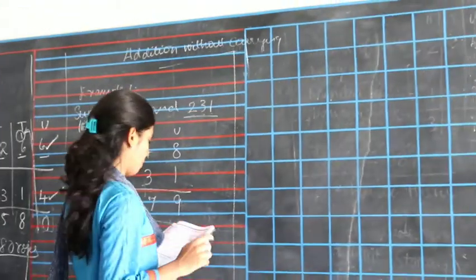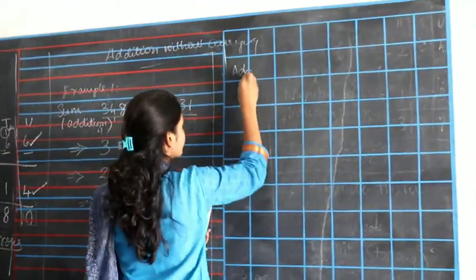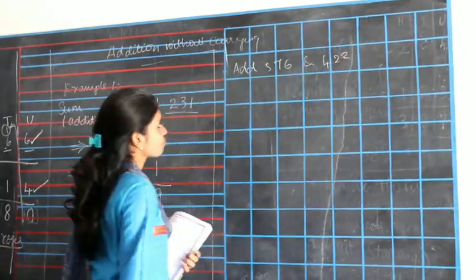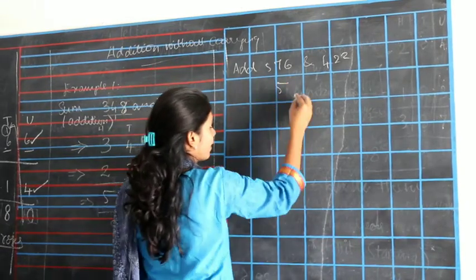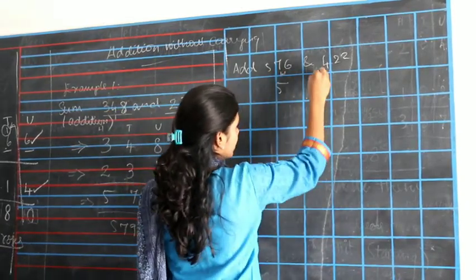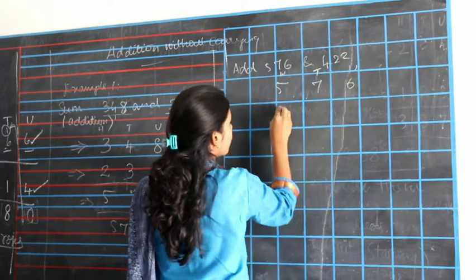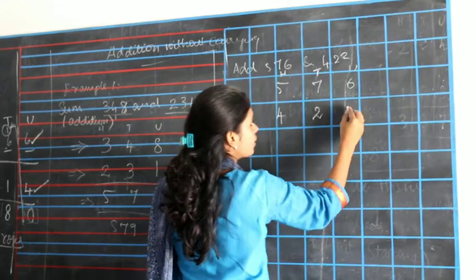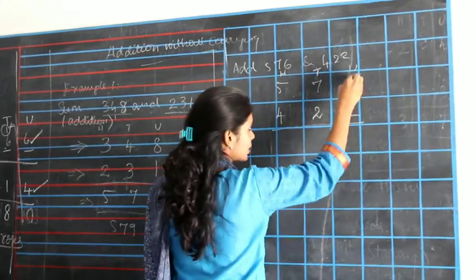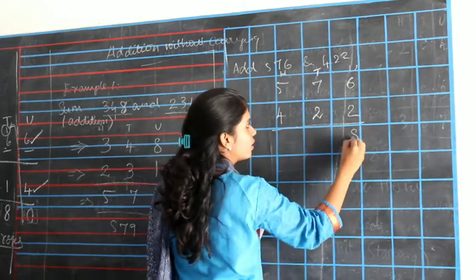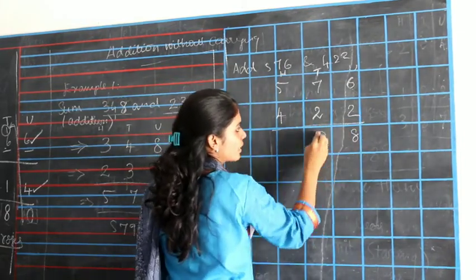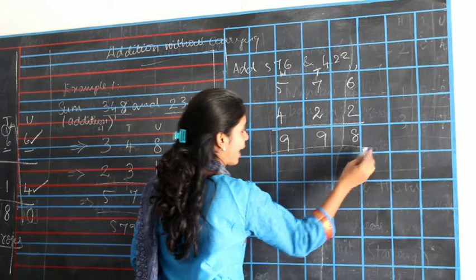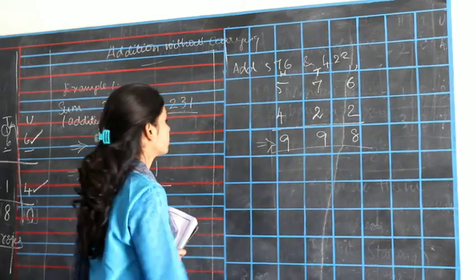Let's solve one more problem. Add 576 and 422. 570 is a tens and then 6 is units. 400 is a tens, 120 is a tens and then 2 it's a unit. 6 plus 2 will be 8 and then 7 plus 2 will be 9. 5 plus 4 will be 9. So here we have the answer 998.